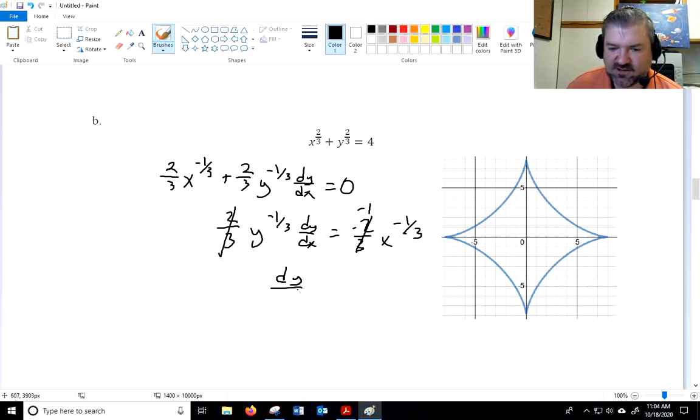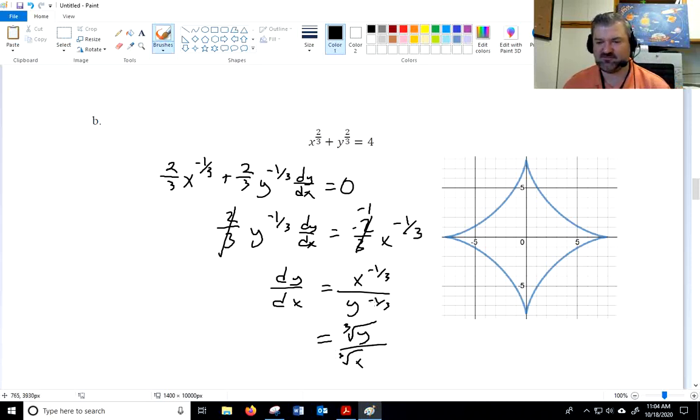And so then I have dy over dx is equal to x to the negative 1/3 over y to the negative 1/3. And I usually don't emphasize simplifying, but I do think it's kind of interesting that this ends up being the cube root of y over the cube root of x, when you move that around. You could even say that that's equal to y over x, cube rooted, or to the 1/3 power. Pretty interesting derivative, I'd say.